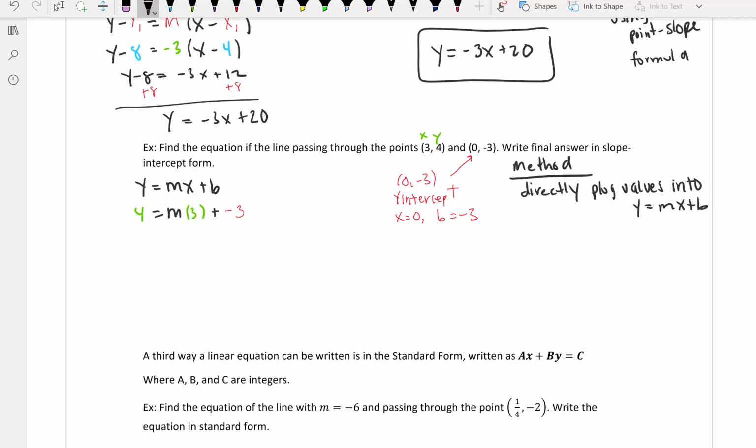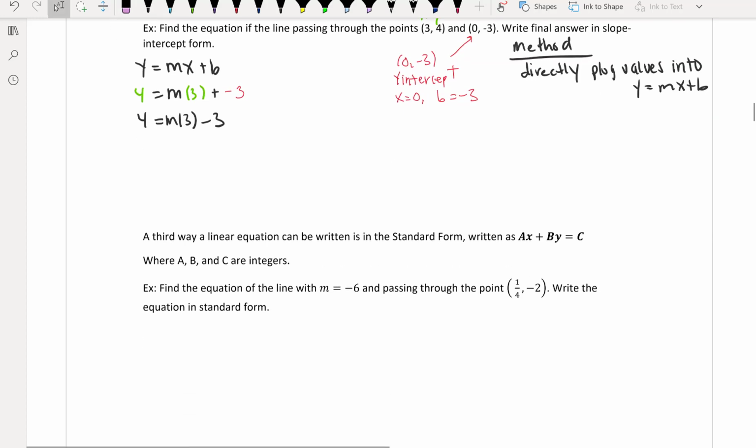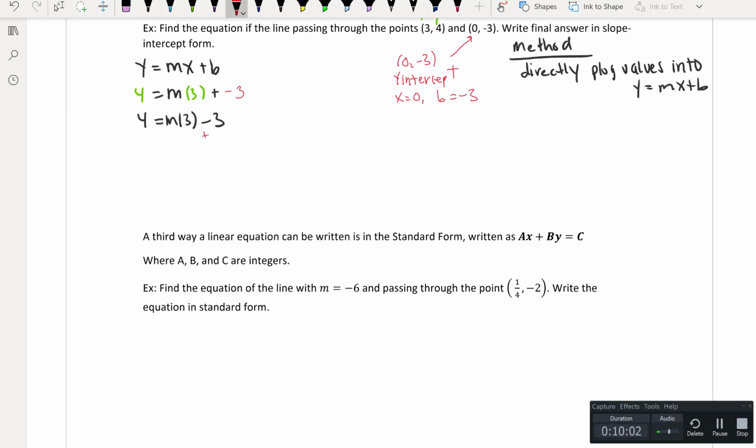So if I'm going to work this out, I really have 4 is equal to m times 3 minus 3. Sorry, not x, but m. So it's an m times 3. There we go. So what I can do is I'm going to go ahead and add 3 to both sides. That would give me 7 is equal to m times 3. Well, what I can do from here, since it's multiplication, divide by 3. So now I'm going to get that 7/3 is equal to my m.